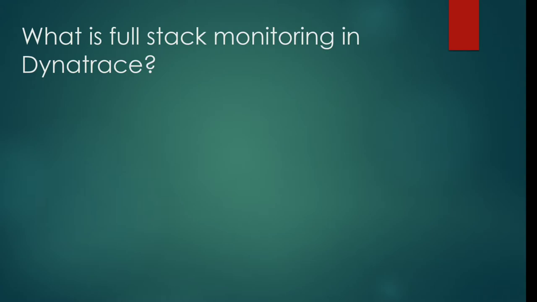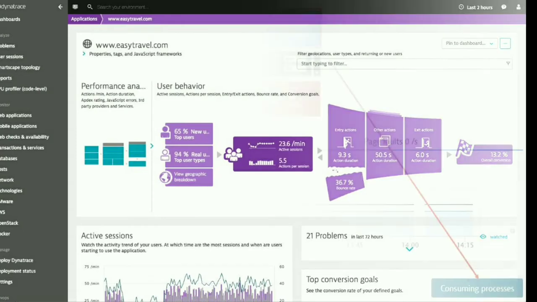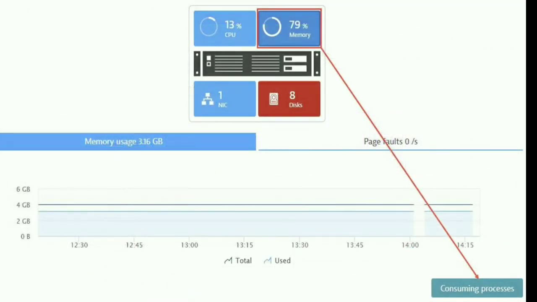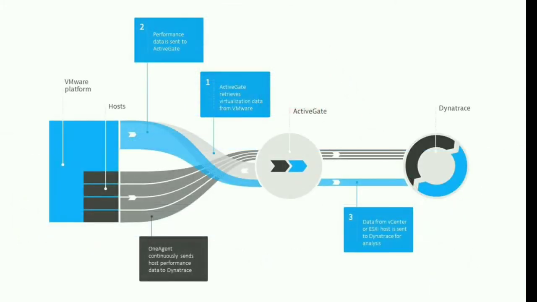In this lecture, we'll be talking about what full stack monitoring is in Dynatrace. Dynatrace evaluates the following components in the monitoring of your physical and cloud-based application infrastructure: your host, CPU, memory, NIC and storage, host process, and network health. Your virtual infrastructure platform, called VMware vCenter, or standalone ESXi host.